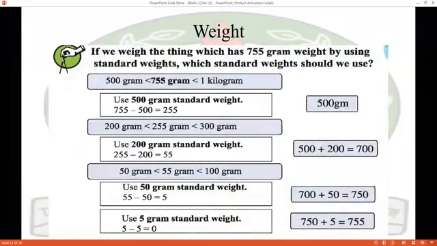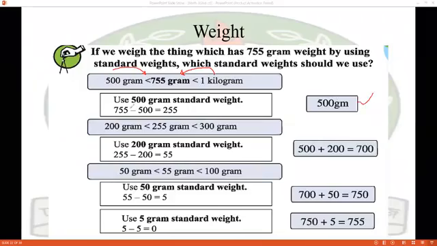If we weigh things which have 755 gram using the standard weights, which standard weight should be used? You see that 755 gram is greater than 500 gram and less than 1 kilogram. So here we have to use the 500 gram standard. At first we use the 500 gram standard.